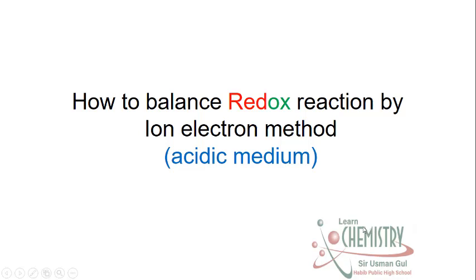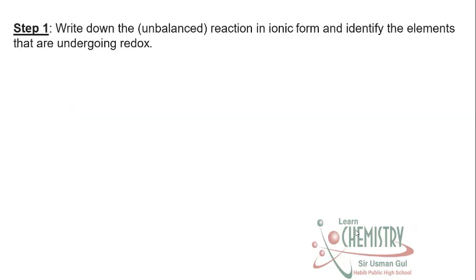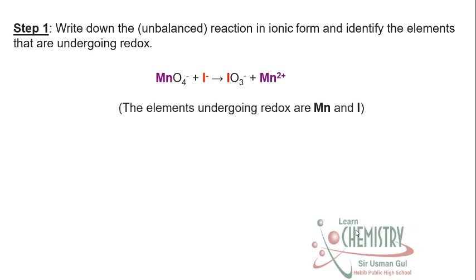Today in this lesson we will study how to balance a redox reaction by the ion electron method in acidic medium. To do that, first of all we need an ionic equation, and this is our ionic equation. In this ionic equation we will identify the elements which are undergoing redox. Right now in our case manganese (Mn) and iodine (I) are undergoing reduction and oxidation.